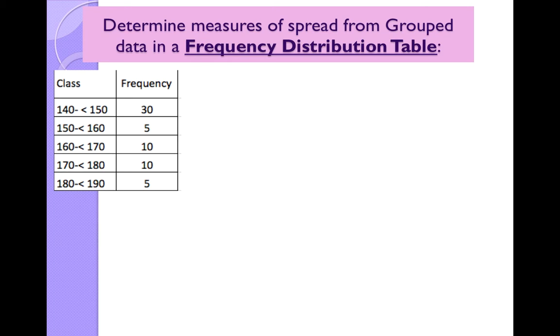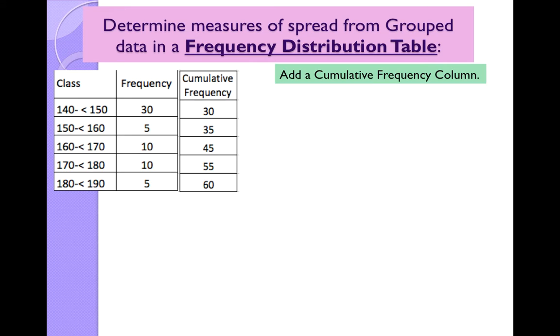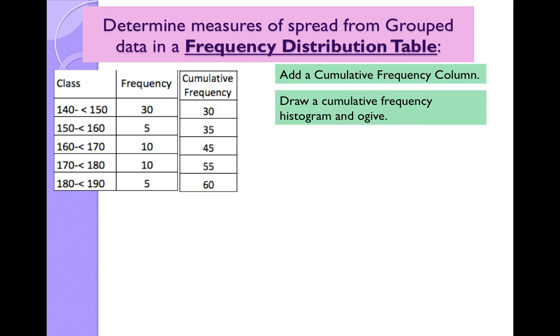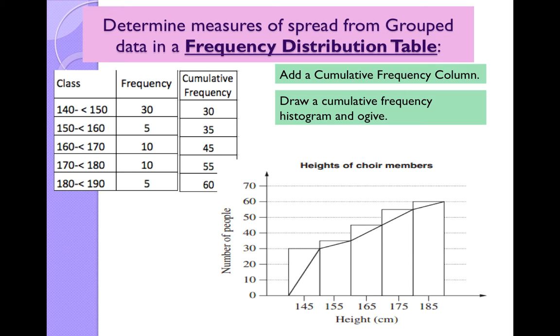If we want to determine the measures of spread from grouped data in a frequency distribution table, we add a cumulative frequency column, which is just the running total of the frequencies. You draw a cumulative frequency histogram and ogive, which will look like this, and we then use the ogive to determine the median, lower quartile and upper quartile.